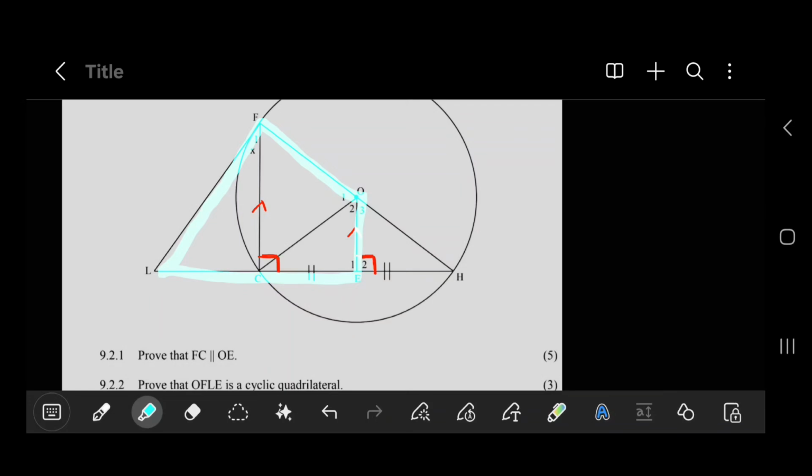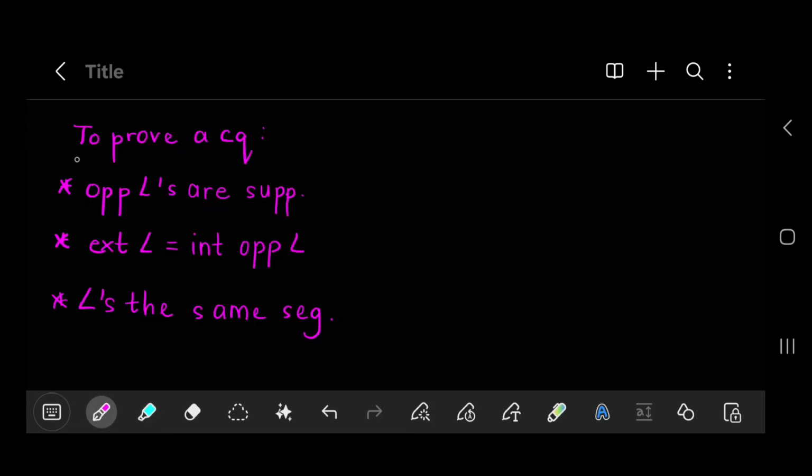Now what makes a quadrilateral cyclic? Remember that there are three ways of doing this. So this is really important for you to take note of. For you to prove that a quadrilateral is cyclic, there are three ways that this can be done.